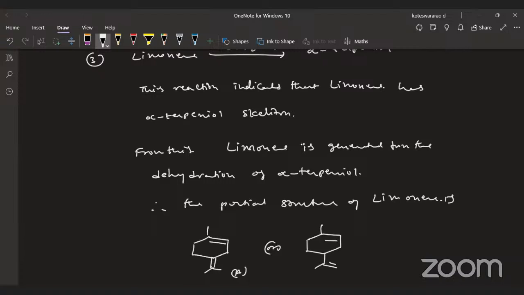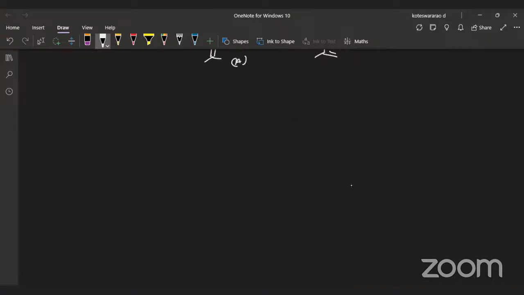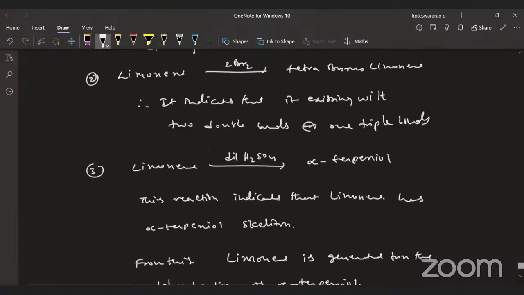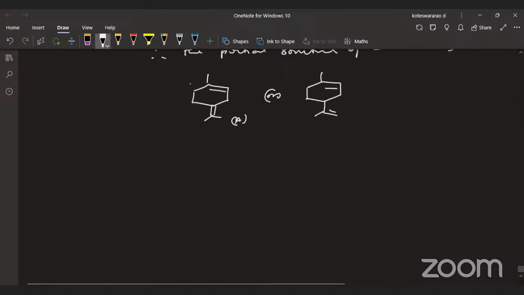Then these two possible structures are synthesized and compared with the isolated one. That is one option. And the second one: limonene is optically active. If you take structure A, there is no optically active center. Therefore, structure A is ruled out. When you come to structure B, here there is a chiral center. So the possible structure for limonene is structure B, not structure A.